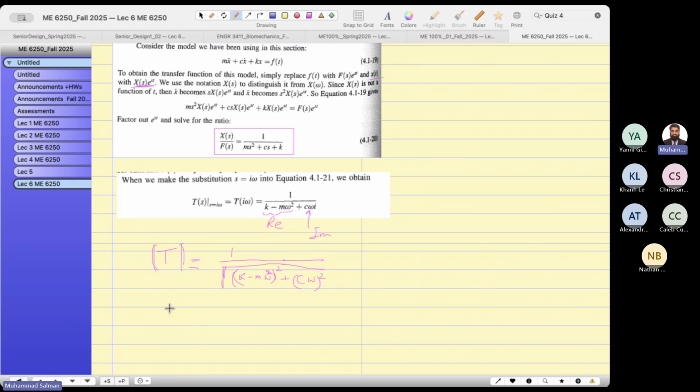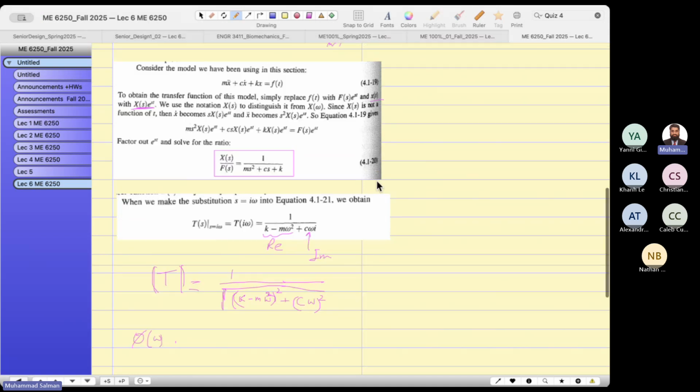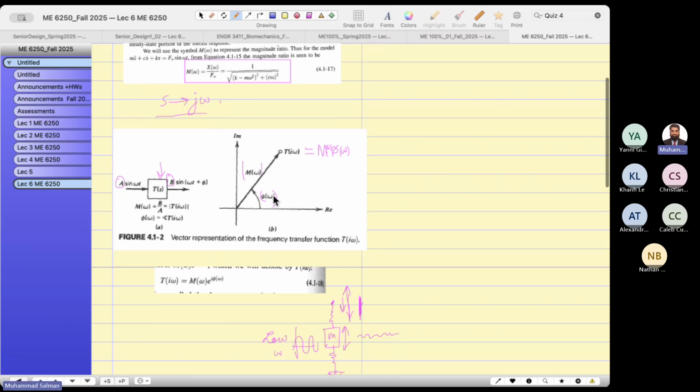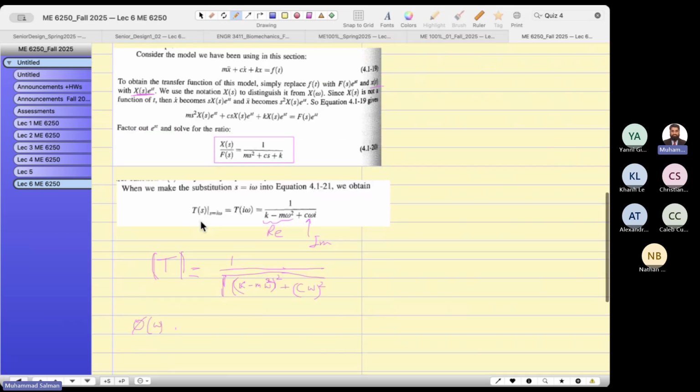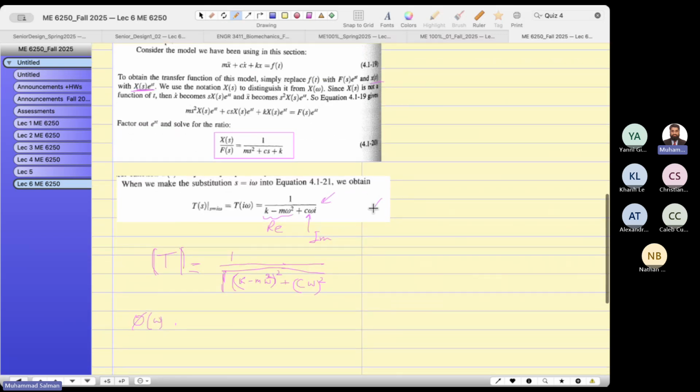And then you will ask me, Professor, what is the angle of this vector? Because this is like a vector, okay? Like I mentioned over here, it's like a vector in the real and imaginary plane, and this vector has a magnitude, and the angle is the angle of the transfer function. And what is the angle of a transfer function? This is my transfer function. So how will you find out the angle of this transfer function? Let me show you, 1 second.